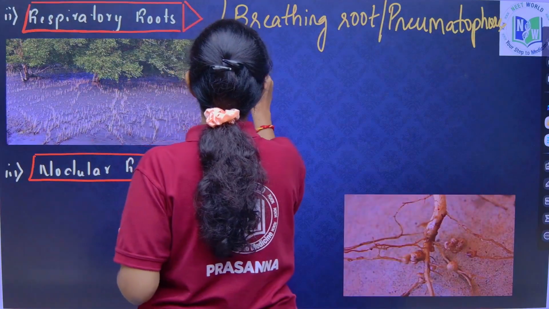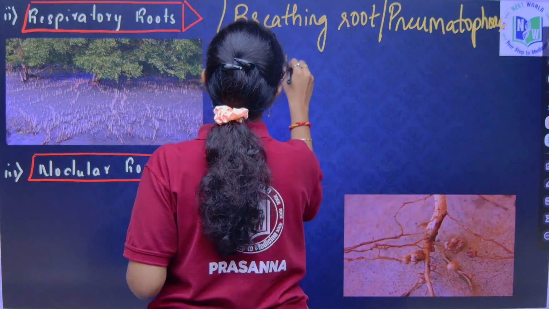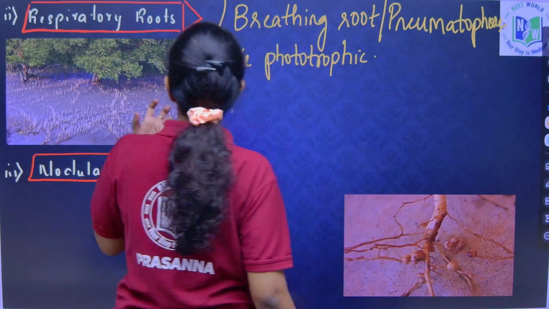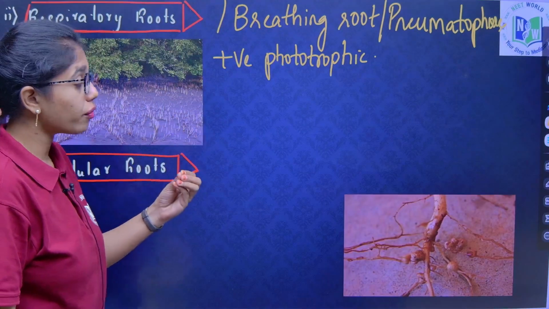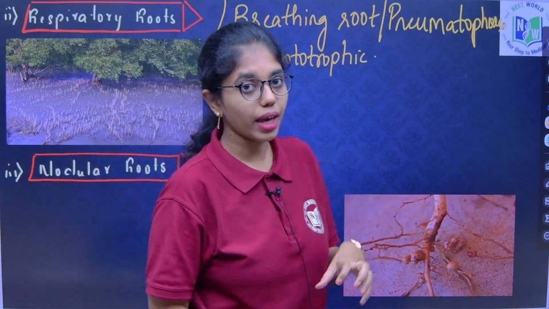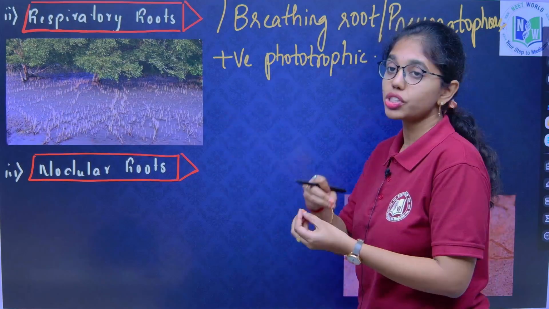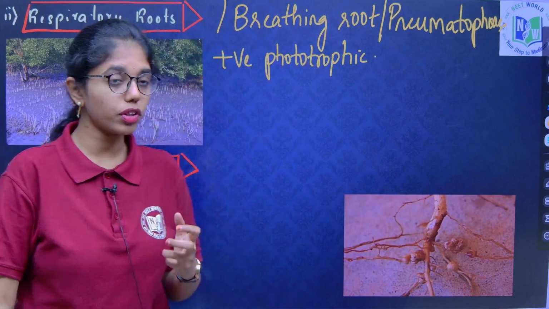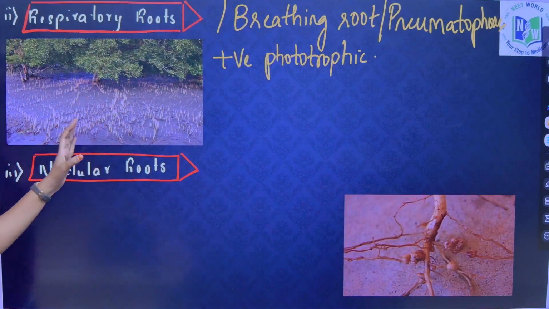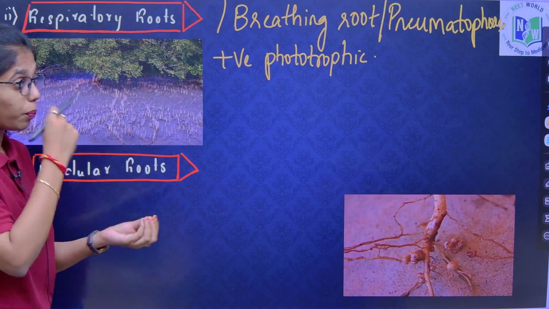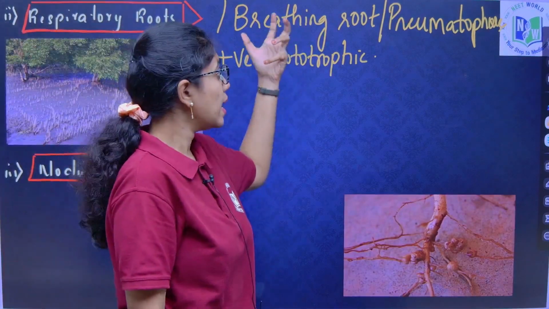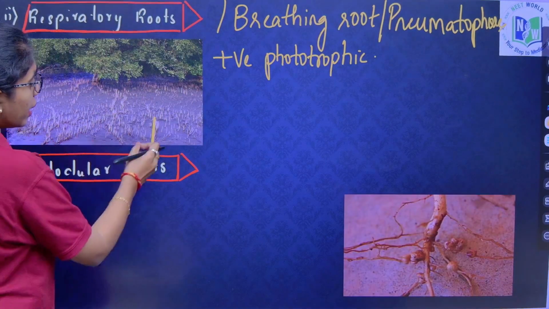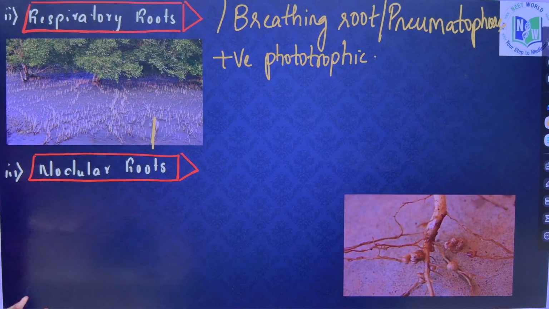They show positively phototropic movement. This is observed in most of the halophilic regions, those plants which are starved of oxygen. Those which require oxygen, their roots will grow above the ground, positively phototropic, which are also called breathing roots or pneumatophores. So, these roots will exchange the gases over here.